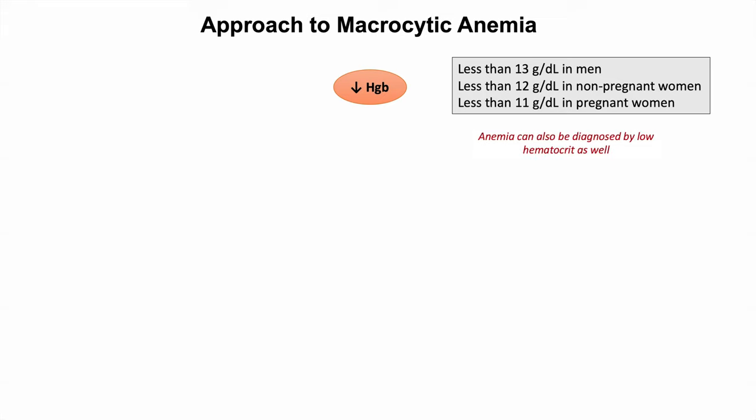In non-pregnant women, it's slightly different. Less than 12 grams per deciliter in non-pregnant women is considered a low hemoglobin or anemia. And less than 11 grams per deciliter in pregnant women is considered anemia or low hemoglobin. So when we see a low hemoglobin level below these thresholds, this is considered anemia.